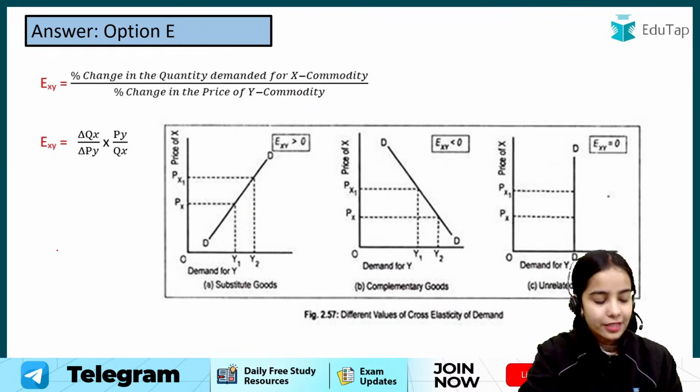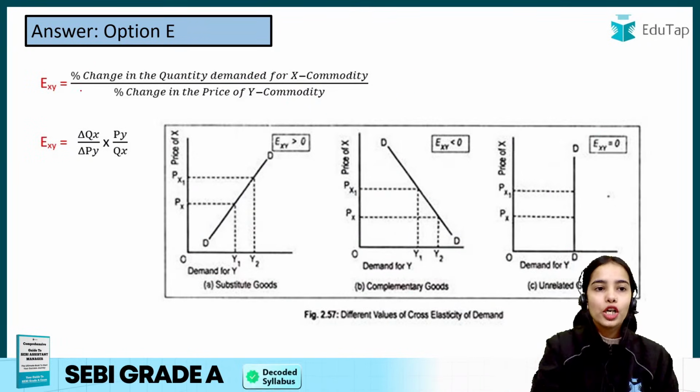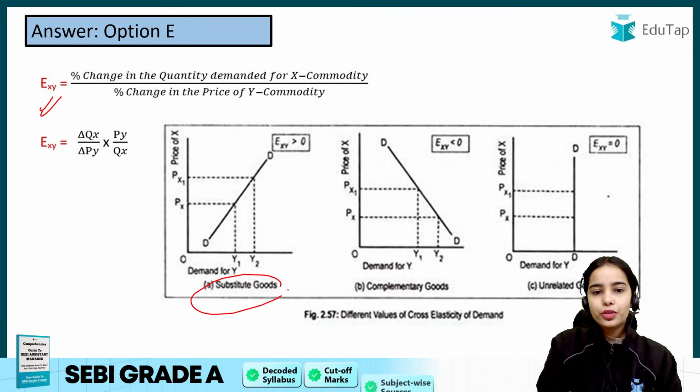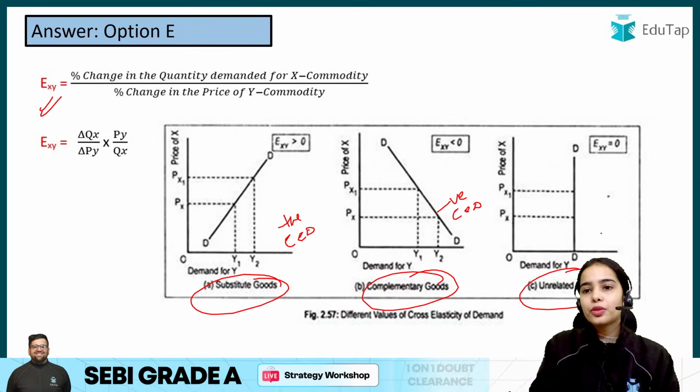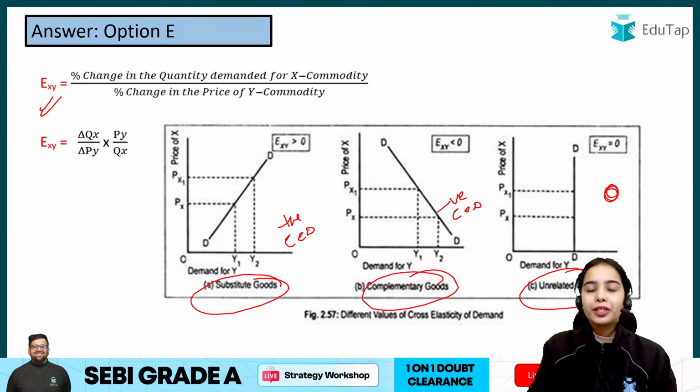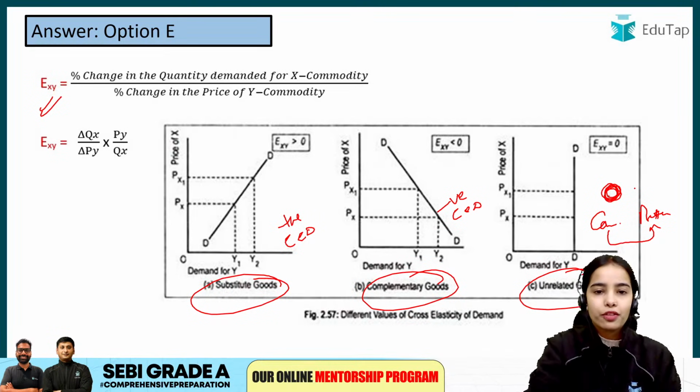Got it? Yes, very good everyone, you gave the right answer. So cross elasticity of demand: substitute goods have positive cross elasticity of demand. Complement goods have negative cross elasticity of demand. Unrelated goods have zero, because they are not related with each other, like car and butter, so they have zero cross elasticity of demand.